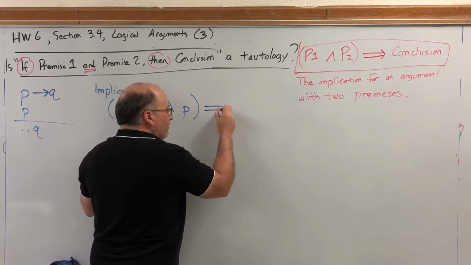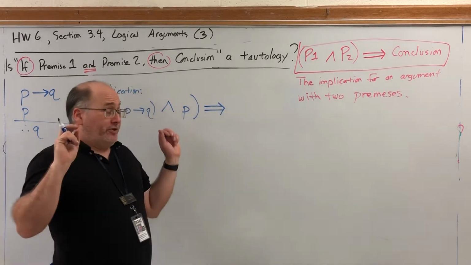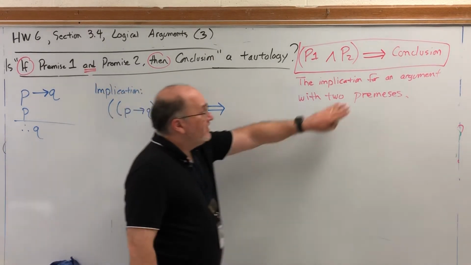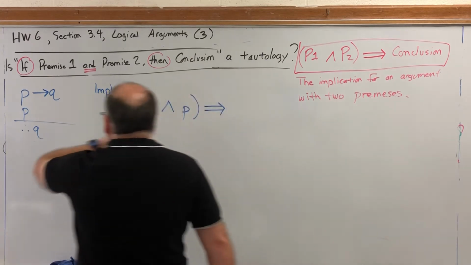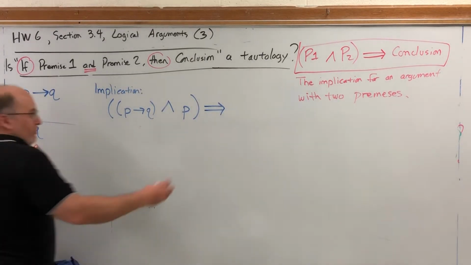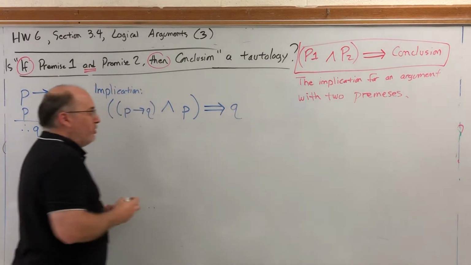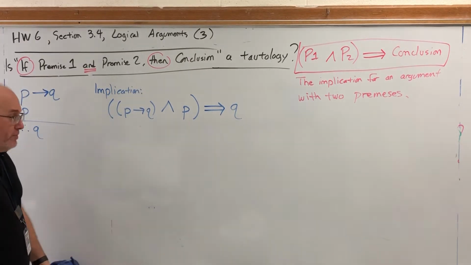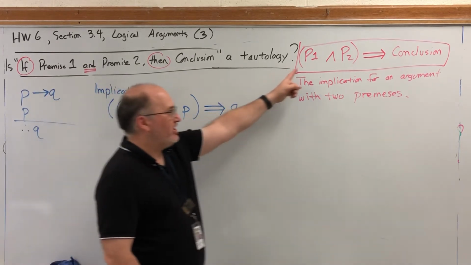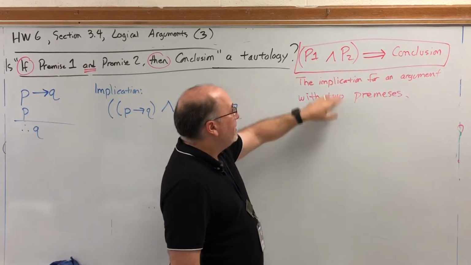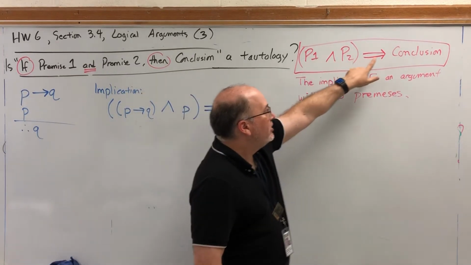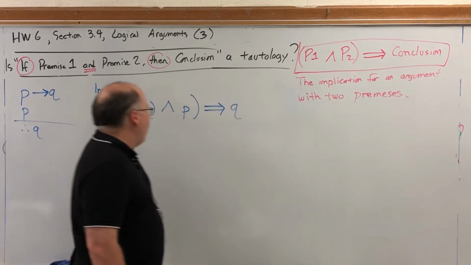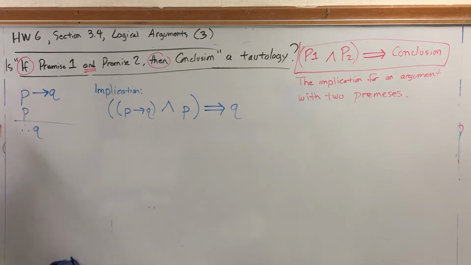Conditional, implication, but it follows the same rules as a conditional. And then conclusion. Our conclusion is just the simple statement Q. So in the homework, when it asks you, what is the implication for this argument, it's asking you to set up a statement of this structure, the conjunction of the premises, pointing with a double line arrow to the conclusion.